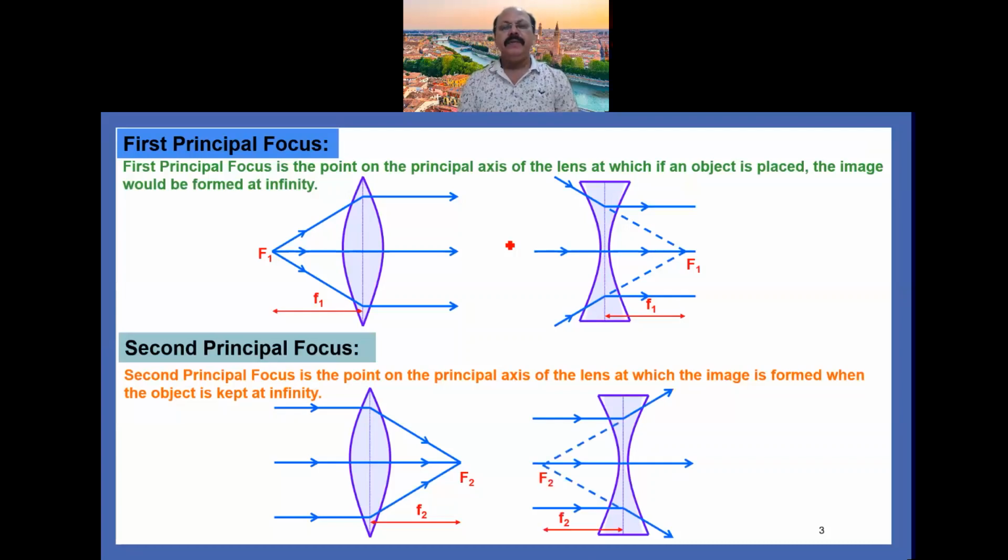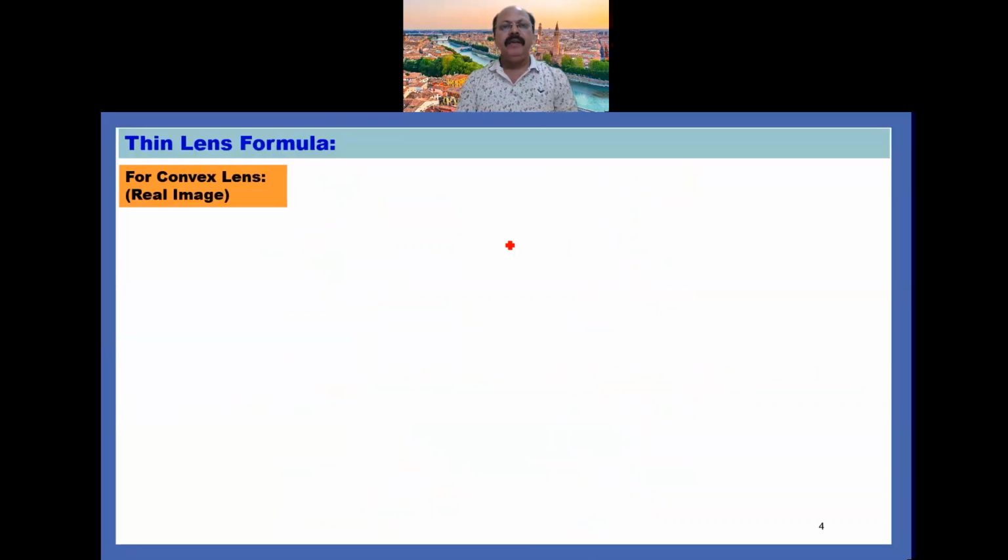The distance between the optical center and the principal focus is called the focal length. Now I will explain the thin lens formula. First we take the convex lens, and in it there are two cases: one is the real image, another is the virtual image. In both cases the formula remains the same. Let us see the ray diagram first.